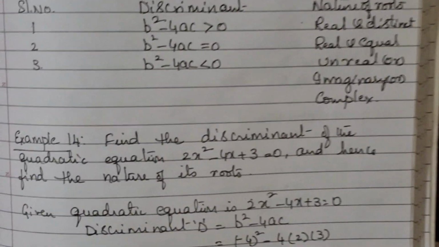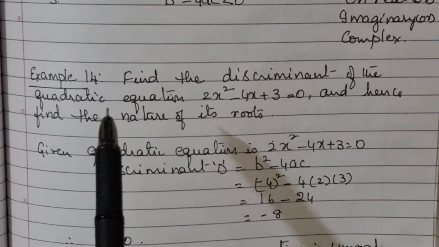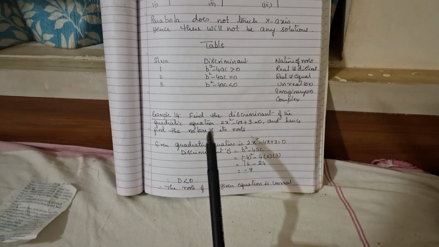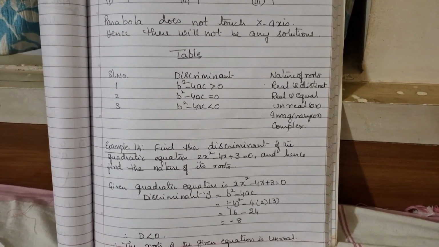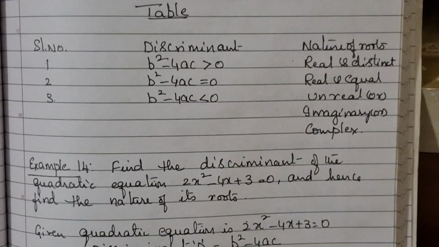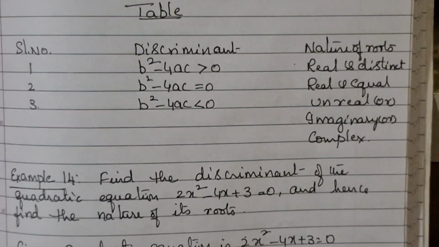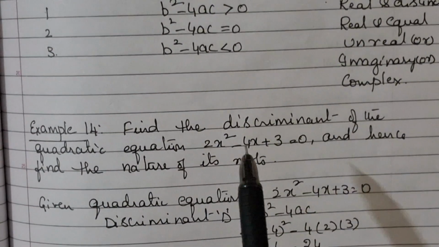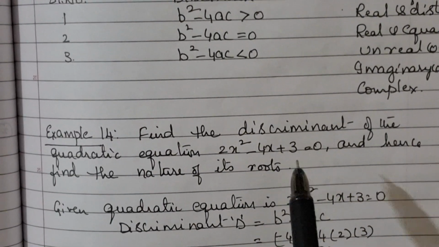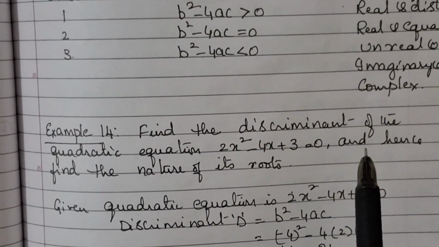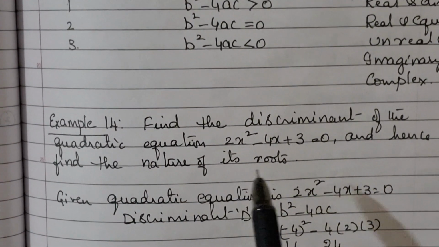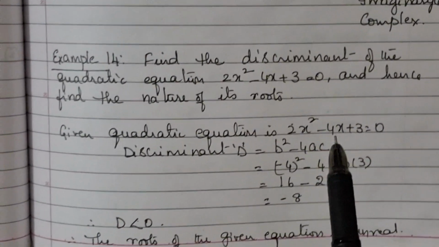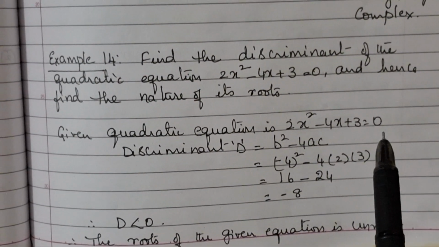Now you have example 14. Find the discriminant of the quadratic equation 2x square minus 4x plus 3 is equal to 0 and hence find the nature of roots. So the quadratic equation is 2x square minus 4x plus 3 is equal to 0.